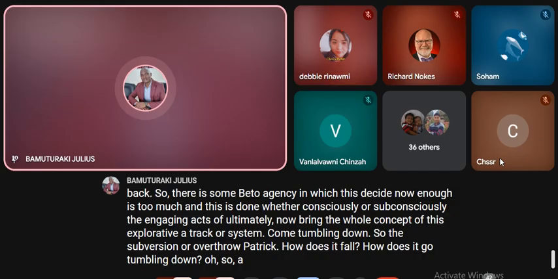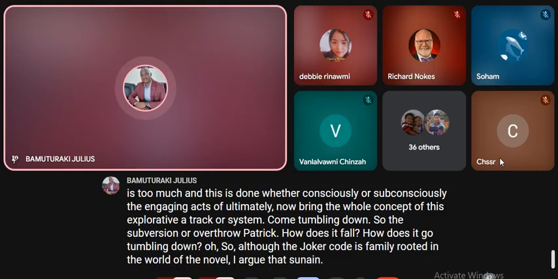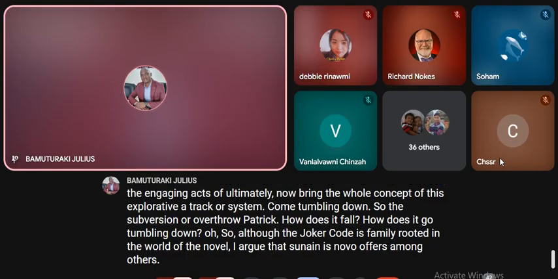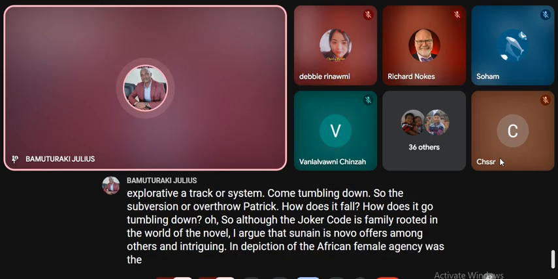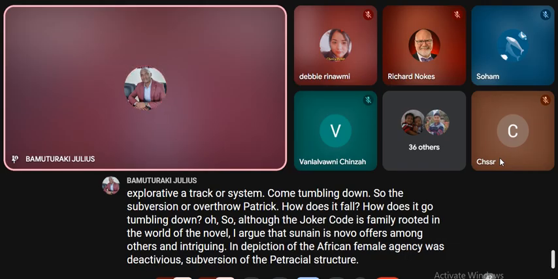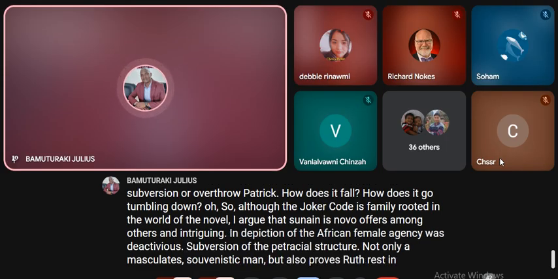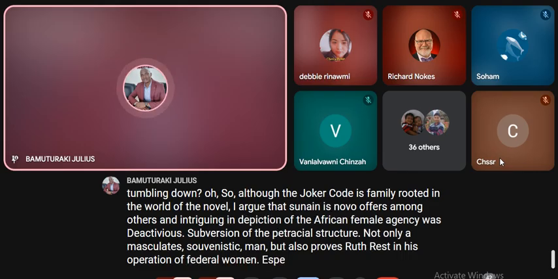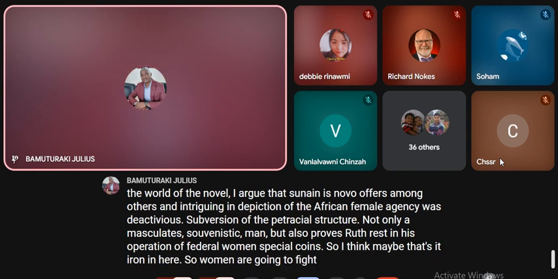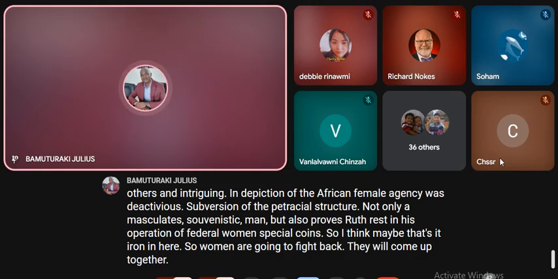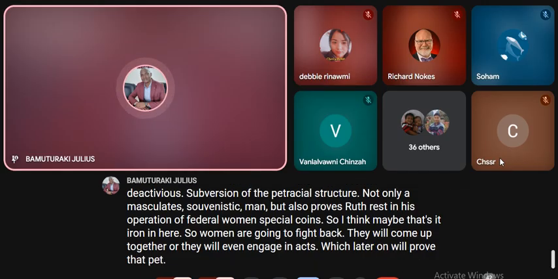So although the patriarchal code is firmly rooted in the world of the novel, I argue that Sonaeni's novel offers, among others, an intriguing depiction of the African female agency, whose dexterous subversion of the patriarchal structure not only emasculates the chauvinistic man, but also proves ruthless in its oppression of fellow women, especially co-wives. So I think maybe that's the irony in here. So women are going to fight back, they will come up together, or they will even engage in acts which later on will prove that patriarchy must come tumbling down.